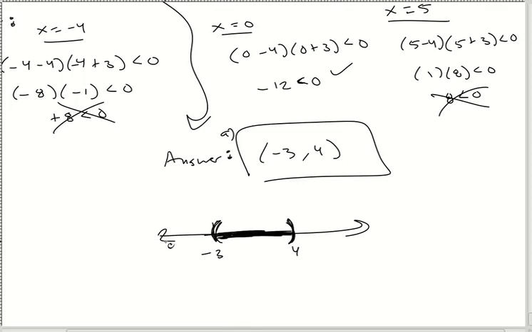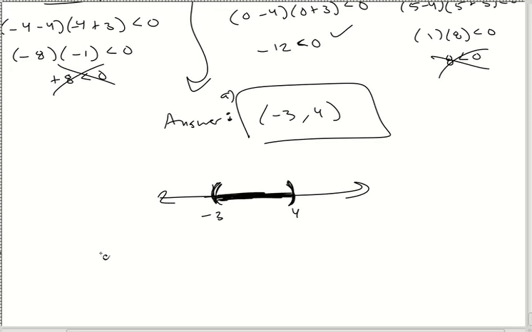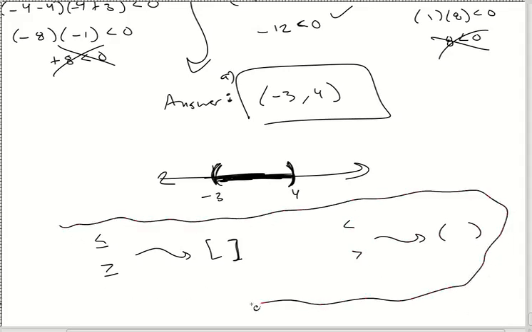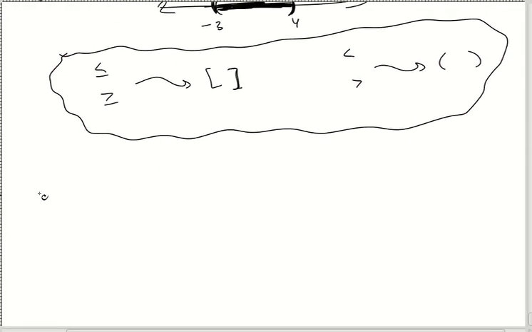So I have a little note here on my paper. It says that if they used the less than or equal to or greater than or equal to, you're going to use square braces instead. So when you have these, use a square brace. If you've got the regular alligators, you're going to use the parentheses. That's just a guideline. Let's keep going.